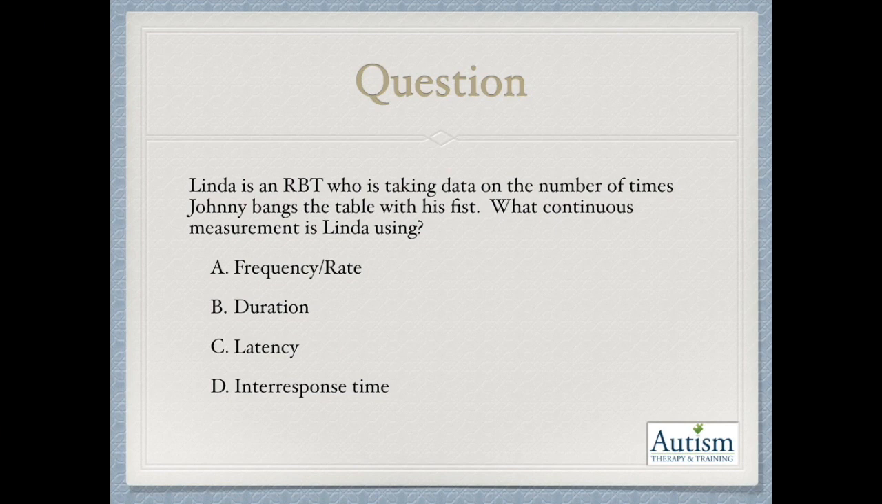Linda is an RBT who is taking data on the number of times Johnny bangs the table with his fist. What continuous measure is Linda using? Is it A, frequency and rate, B, duration, C, latency, or D, interresponse time? And the correct response is A, frequency or rate.